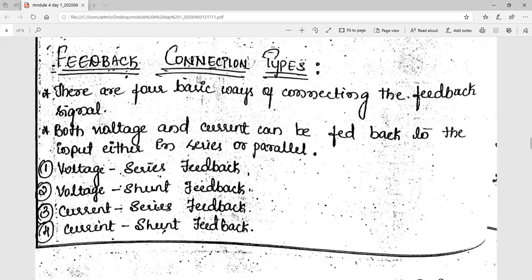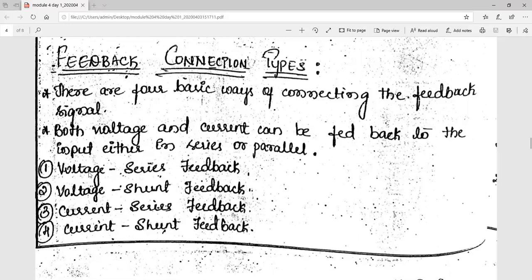The feedback connection types. There are different methods to connect the feedback. Basically there are 4 ways of connecting the feedback signal. Both voltage and current can be fed back to the input either in series or in parallel. So we have 4 different types: voltage series feedback, voltage shunt feedback, that is parallel, current series feedback and current shunt feedback.